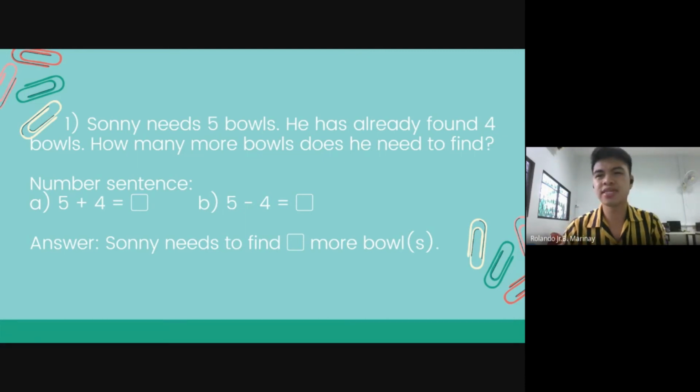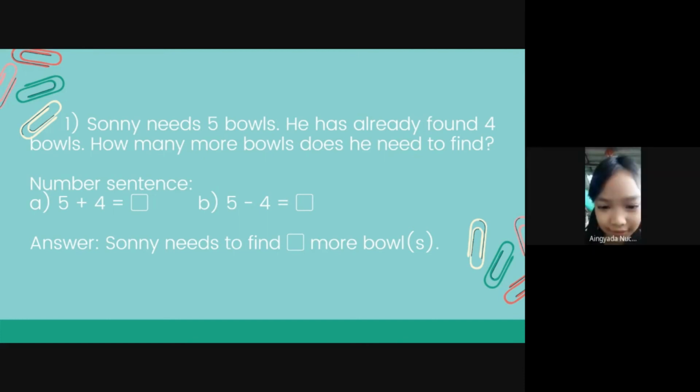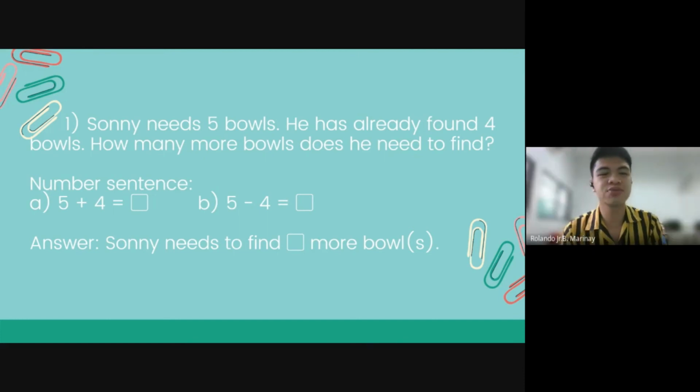In this part, you're going to write here the number sentence, which is letter B: 5 minus 4 equals box. And then, what is the answer to 5 minus 4? 5 minus 4 equals 1. Good job. Therefore, Sunny needs to find one more bowl. So we're going to write 1 inside of the box.